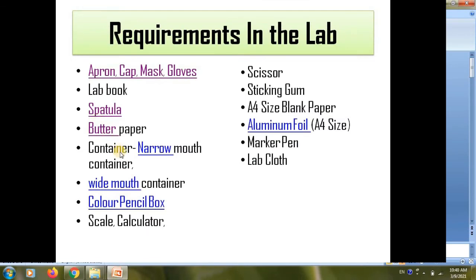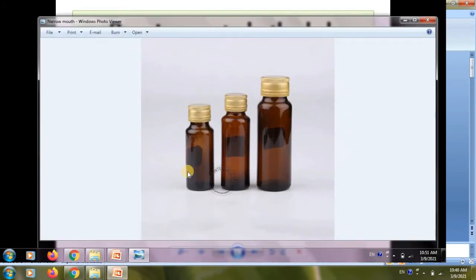Then next is the container. Most of the questions arise from the container, that is, narrow mouth container and wide mouth container. If you see the dosage forms, there are some liquid dosage forms and some semi-solid dosage forms. In liquid dosage forms there are syrups, elixirs, suspensions, emulsions. For these we require a bottle. These are the narrow mouth containers. The opening of this container is narrow, that's why these are called narrow mouth containers.